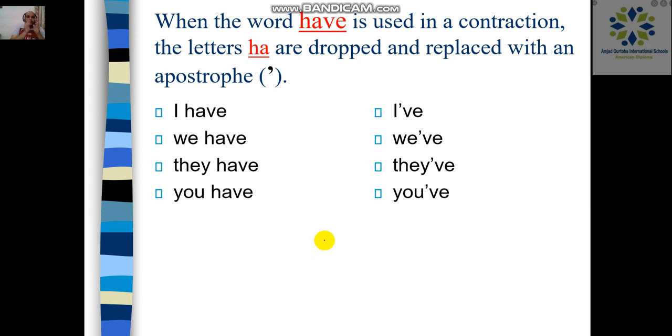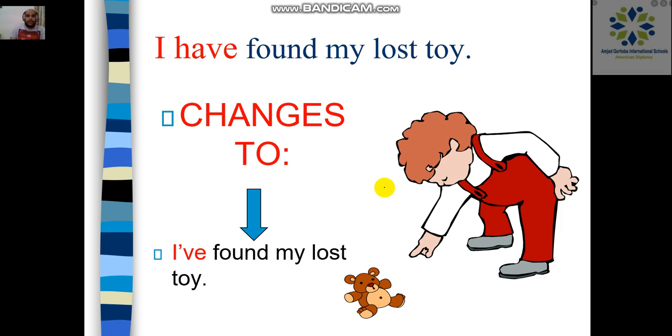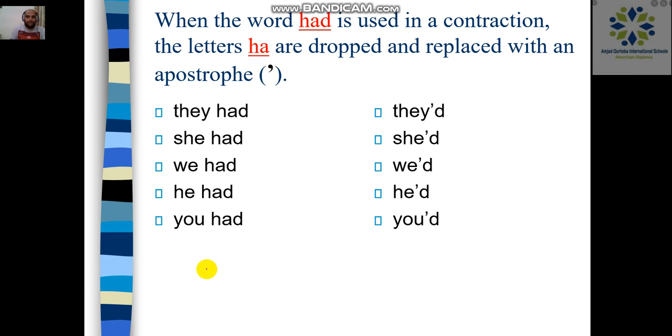So here we're going to classify it. When we have the word have, okay, it's as easy as this. Yes, it's a rule with have. You're going to omit the H and the A and you're going to replace it by an apostrophe: I've. It's going to be I've with they've and you've. So you're not going to pronounce the H and the A. It's going to be I've with they've and you've. Here, for example, I have found my lost toy. Of course, it's in the present perfect. Here you can change it into I've found my lost toy.